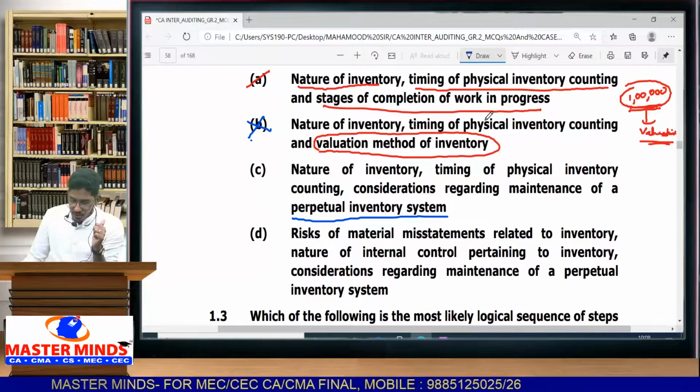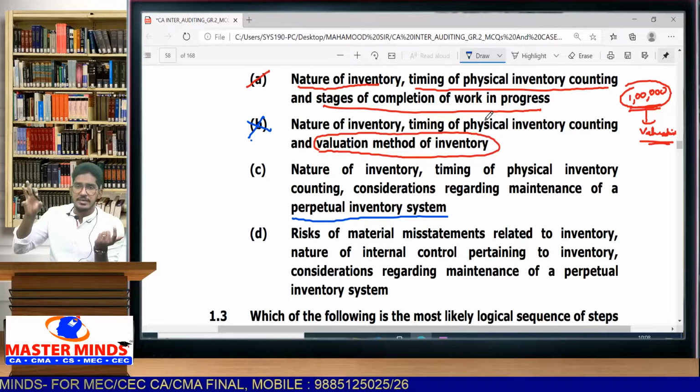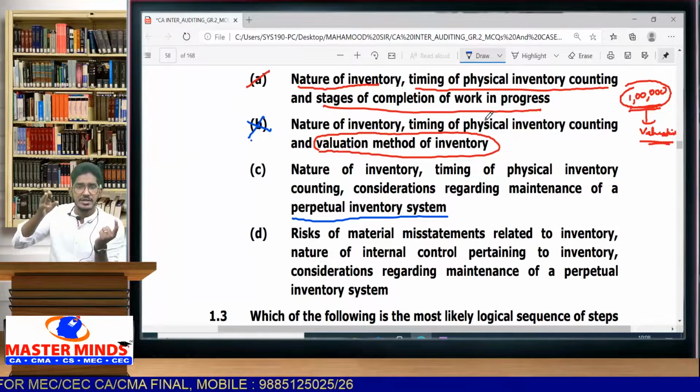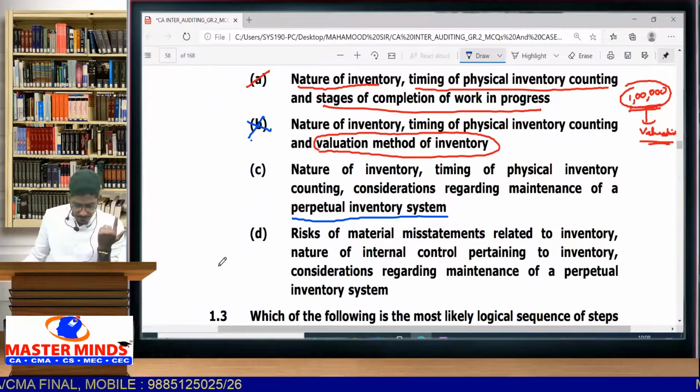Then nature of internal controls pertaining to inventory. Definitely I will observe what internal controls are there. As I have said, is there a CCTV camera or not? Is there a security guard or not? That also I will consider whenever I go for physical inventory verification.